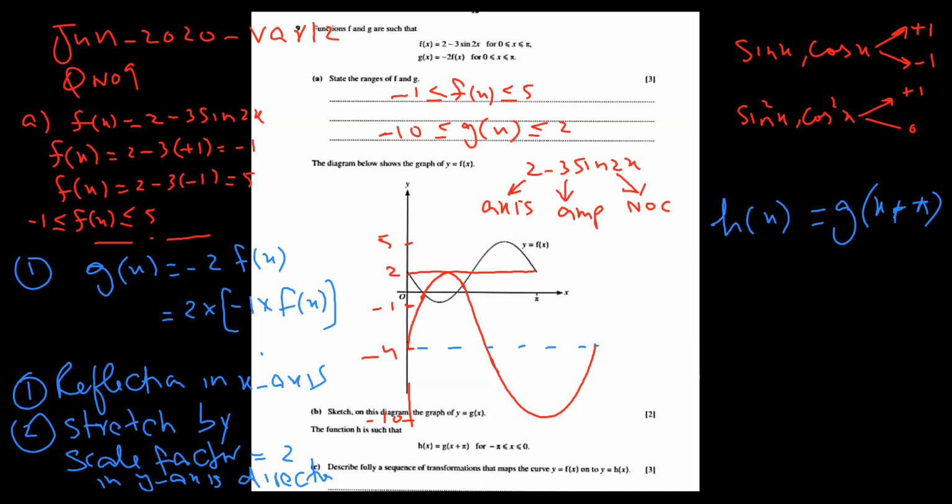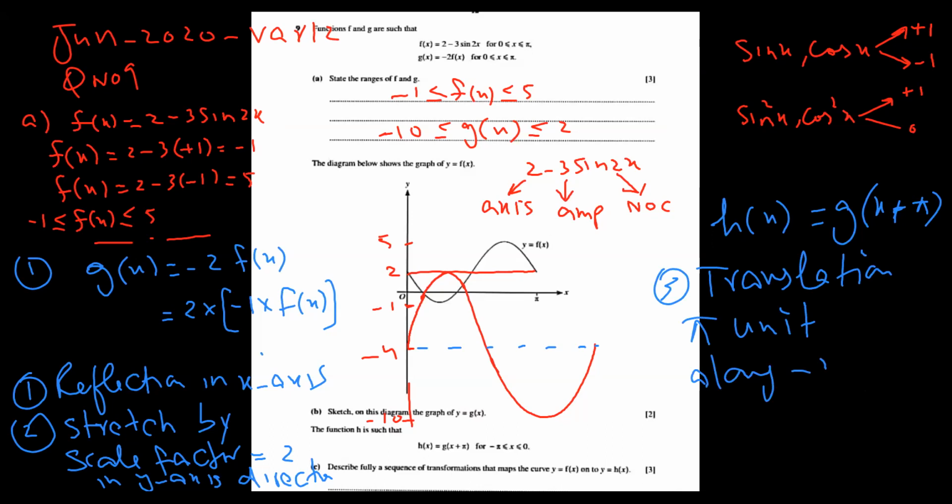So I can say that the third one is a translation. And how many units? 5 units. But it's a positive sign, so it will not go positive. We normally think right side. No, but it always changes sign. So left side, along the negative x-axis. Along the negative x-axis. Okay. So I repeat, translation 5 units along the negative x-axis.